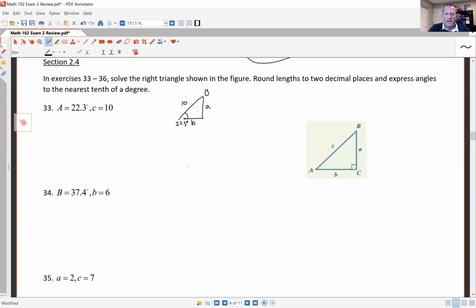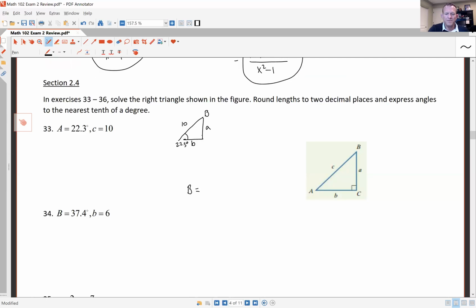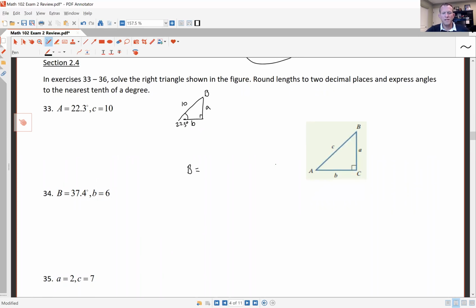All right, so we have B is the easiest one to find. Because there's a 90-degree angle already specified, that means B is the complement of 22.3. And 90 degrees minus 22.3 is equal to 67.7 degrees.